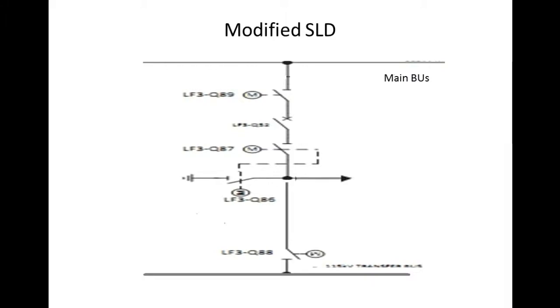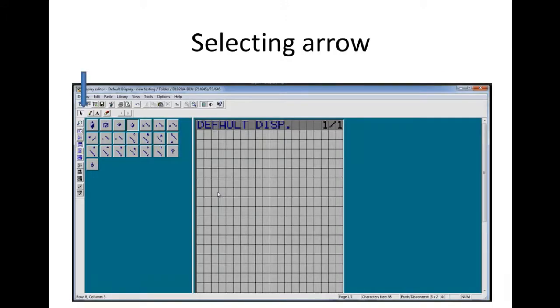So if you see here, I rearranged the main bus bar and transfer bus bar in opposite directions so that it will be very clear. Double click the default display. The editing window will open. On that, select the arrow key.